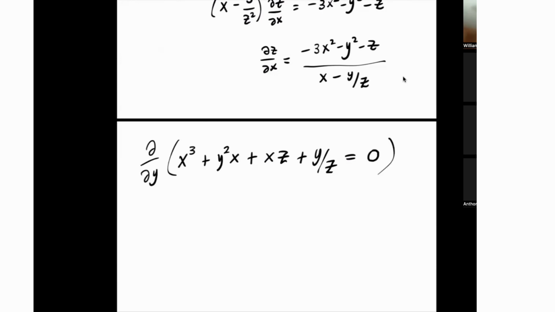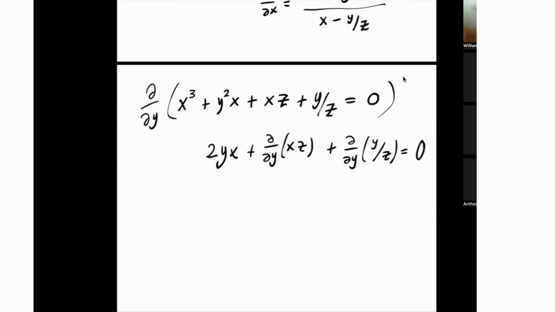Well, the derivative of x cubed is 0. With respect to y, x cubed is just a constant. There's no y dependence anywhere. That term disappears. The second term, y squared x, its derivative is 2yx. And maybe I'll just do what I did before. Let's look at these two terms, d by dy of xz, d by dy of y over z.